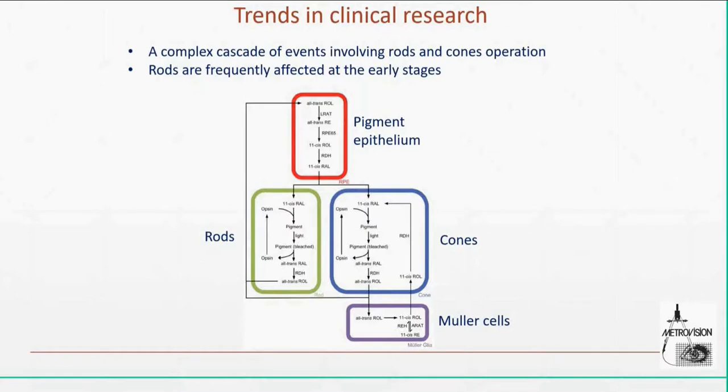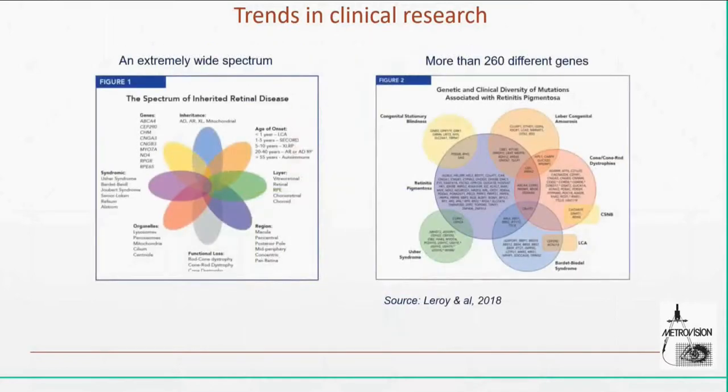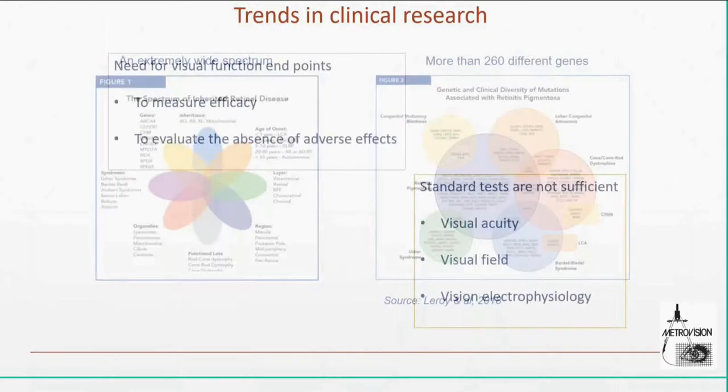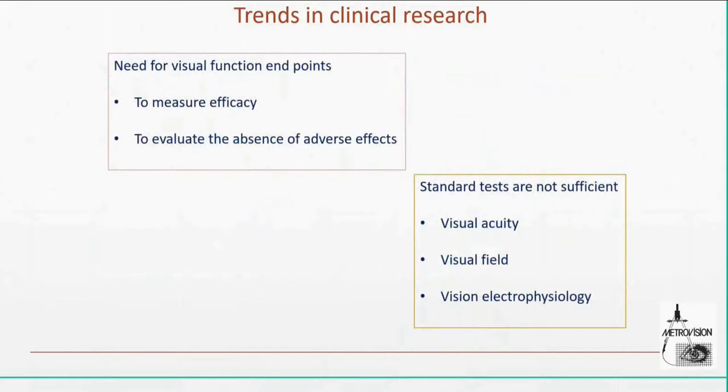This is just a slide I took from Professor Lowa from Ghent, just remembering that we have a very large spectrum of diseases. Diseases may appear at different ages in life. They may concern different areas of the visual field. They may concern different layers of the retina. And what people who will do this type of clinical trials, what do they need? They need measurements to evaluate the efficacy and evaluate also the absence of adverse effect.